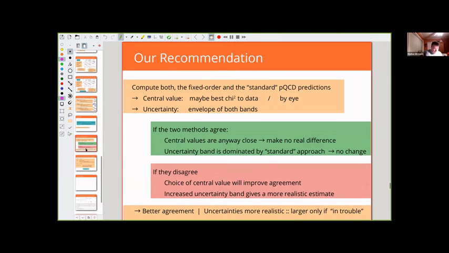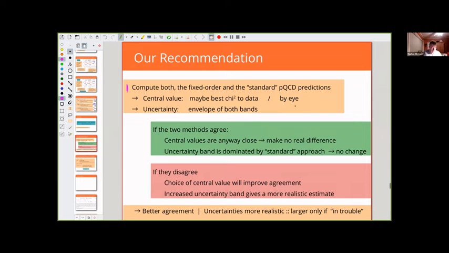So based on this, I think it's rather straightforward how we should treat these calculations. I would suggest to compute both the fixed order and the standard predictions. Which one should we use for the central value? Maybe the one that gives the best chi-square to data, and in many cases, this can simply be done by eye. Very often the question is, is theory able to describe the data? And then, of course, we should give theory a chance. Let's take the calculation that gives a better description.